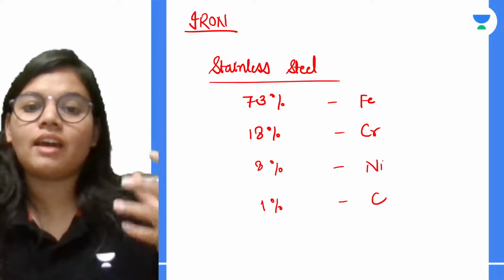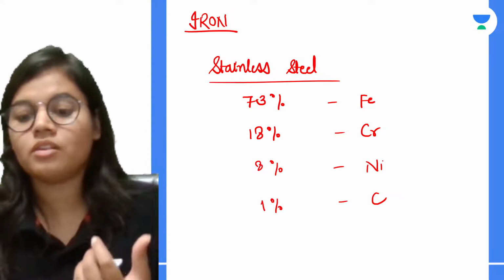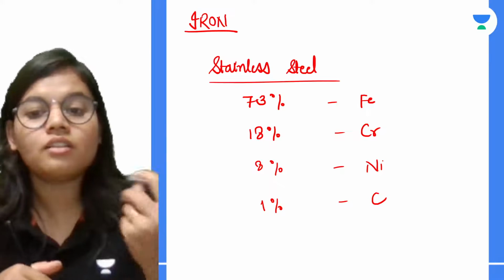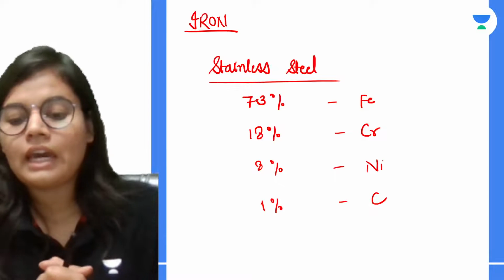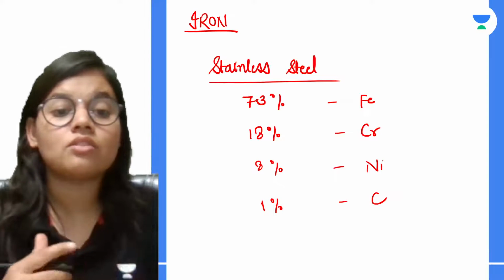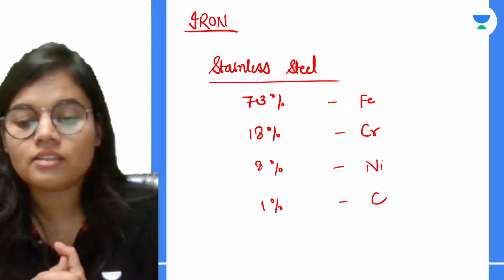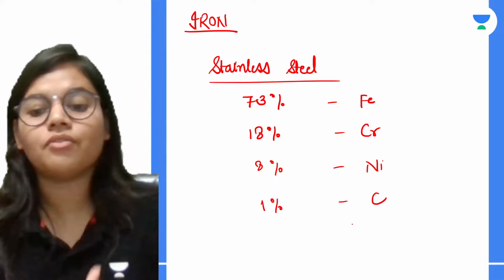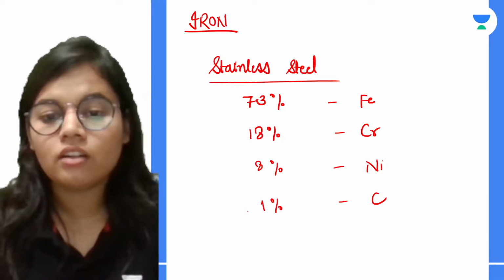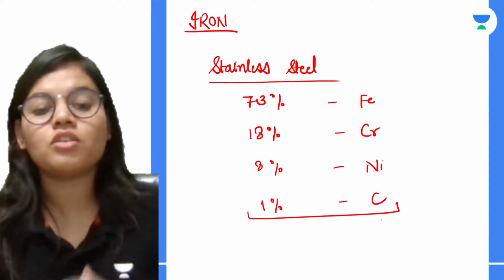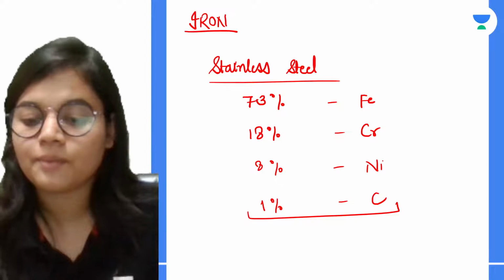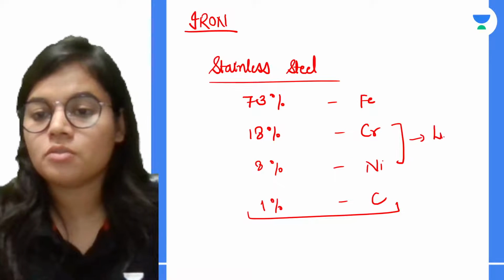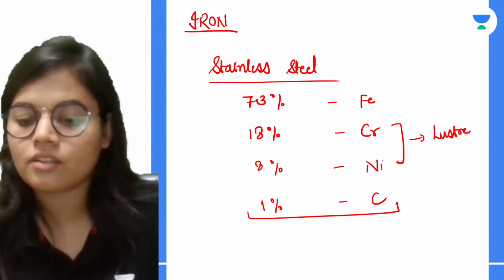Next, it has luster, so it's used in ornamental pieces and in cutlery, etc. Then it is again resistant to acids and alkalis. Now, what is the role of the different elements? Here, carbon is responsible for providing the hardness. Nickel and chromium are responsible for providing the luster.